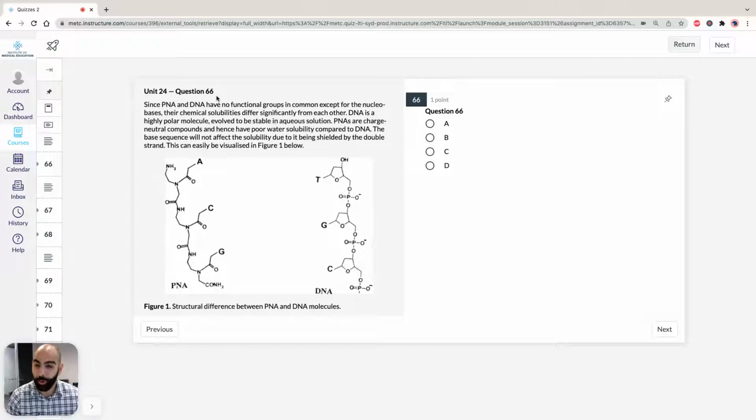Today we're going to look at solutions to Section 3 of ACER's GAMSAT Pink Booklet, Practice Test 3, specifically Unit 24, Question 66. In this unit, we're going to take a look at two molecules, one that we're very familiar with, DNA, and the other that you're probably not so familiar with, PNA.